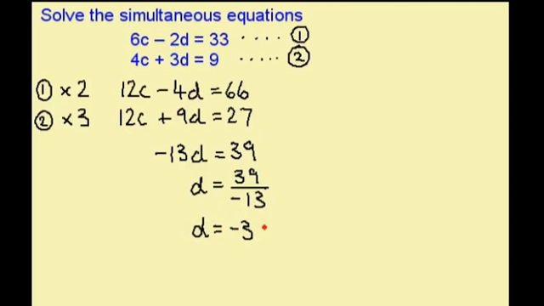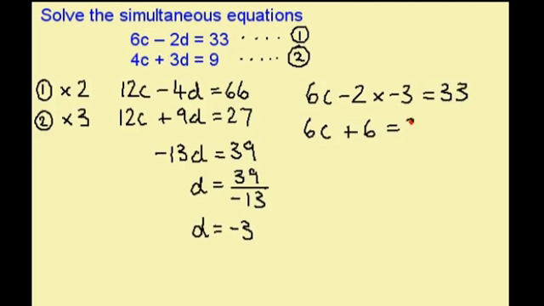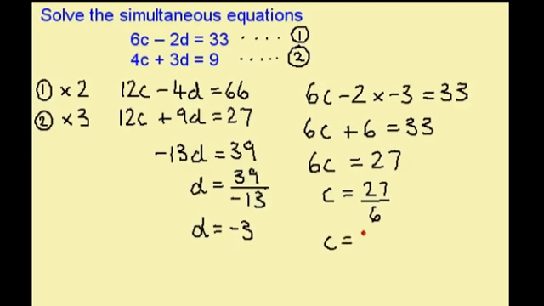I now need to use my value for d to calculate c. What I'm going to do is substitute the value for d into this first equation. So I have 6c minus 2 times minus 3 equals 33. This is 6c plus 6 equals 33. So 6c is 27. Solving this for c gives me 27 over 6, which gives me the value 4.5. So we have our two answers, d equals minus 3 and c equals 4.5.